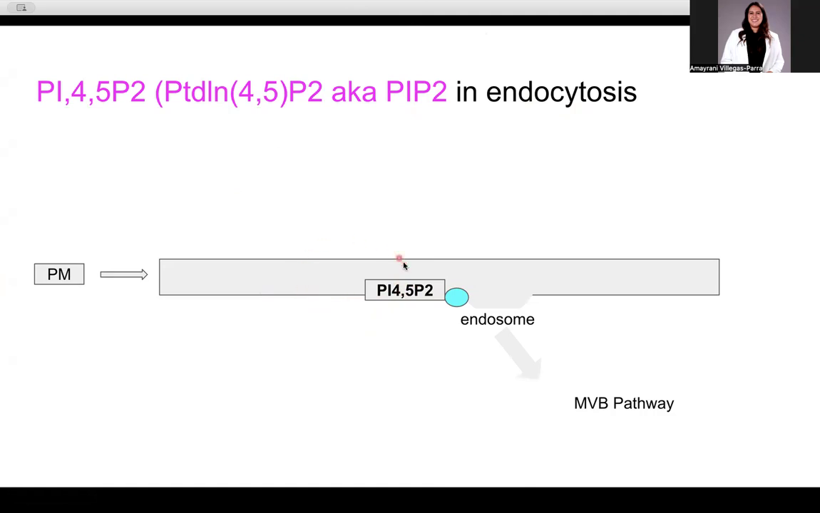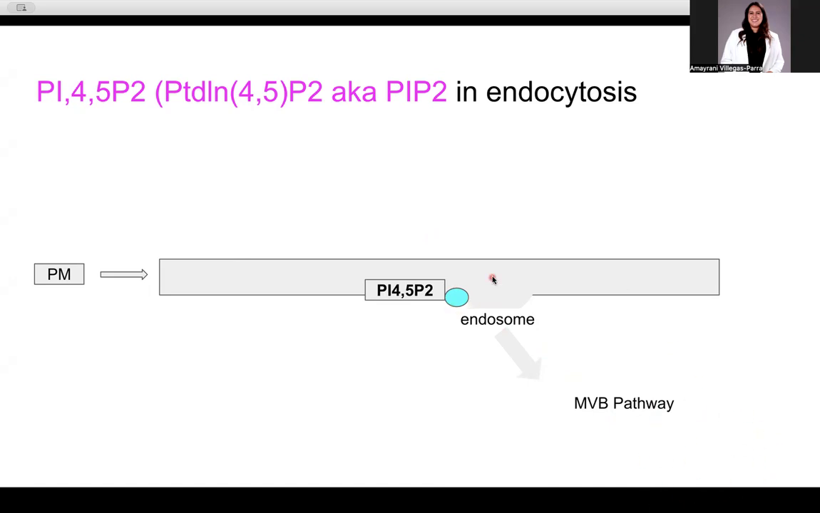And then you had a kinase that recognizes the PI4P to make this. So this PIP2 has a PH domain that's able to recruit adapter proteins, like this one, to initiate endocytosis, or the invagination of an endosome, to then carry out the MVB pathway so that proteins can be degraded in the lysosomes or vacuole down here.